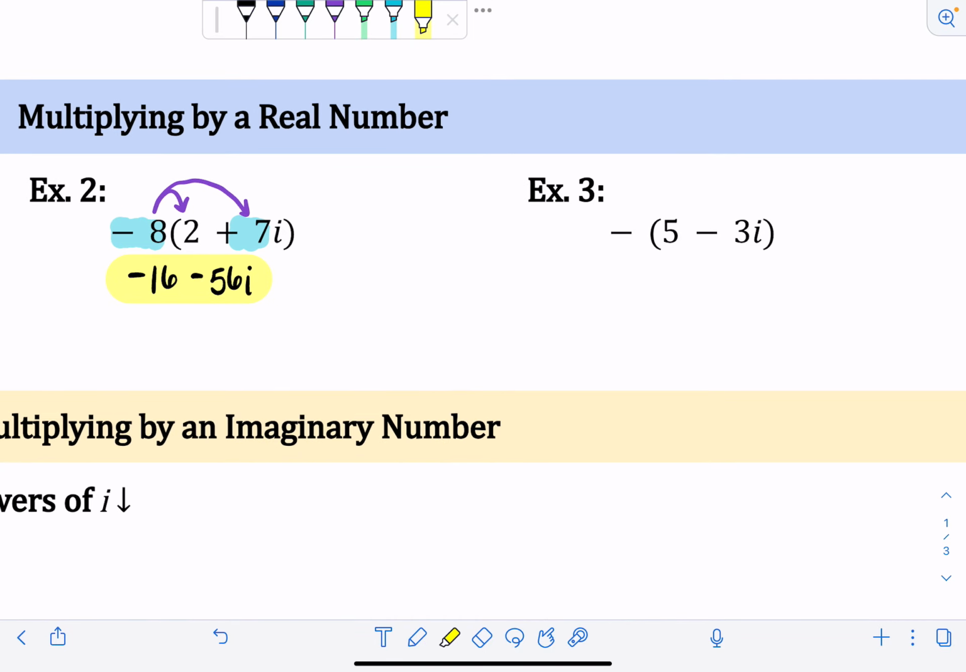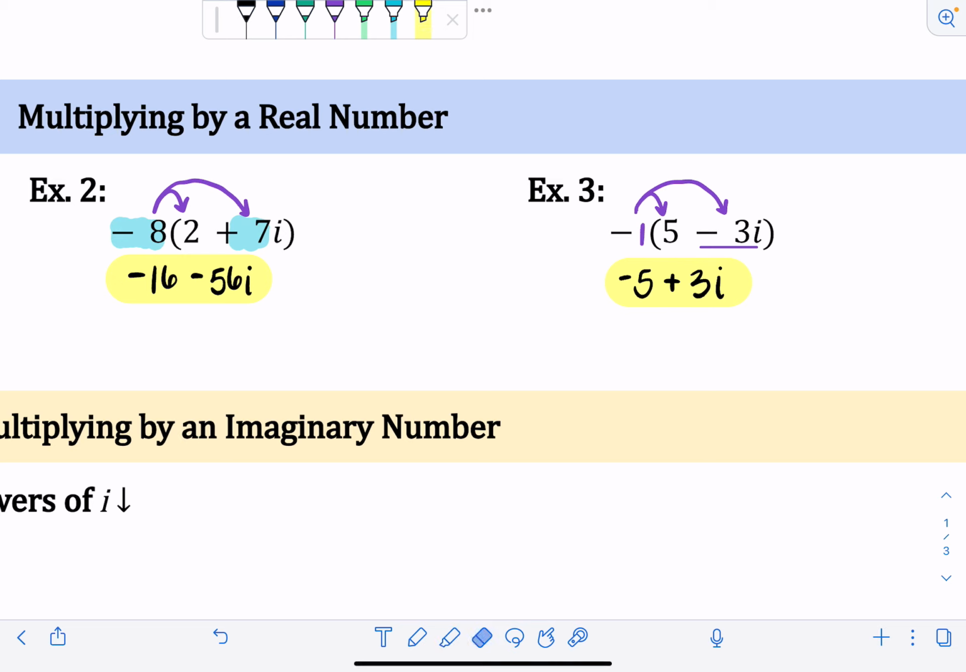So example 3 is negative and then parentheses 5 minus 3i. So if you want, you can pretend that there is a negative 1 here and then just distribute a negative 1. So negative 1 times 5 is negative 5. And then negative 1 times this whole thing, negative 3i. So if I do a negative times a negative, that turns into a positive 3i. So negative 5 plus 3i.